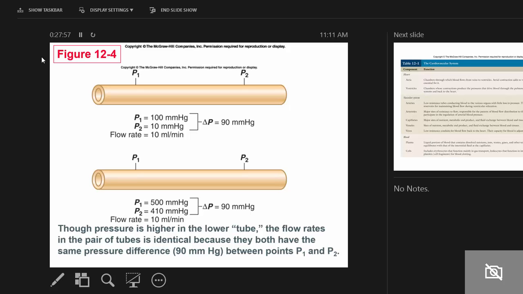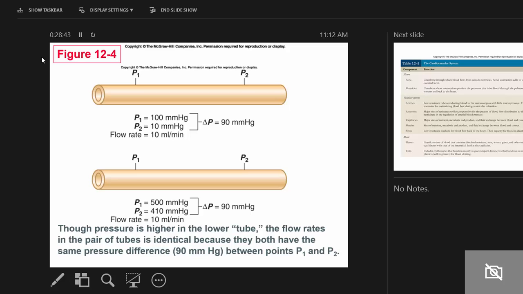Then we go to the second one. The second one has a pressure here of 500 millimeters of mercury. This is physiologically possible, by the way. And these numbers here are mean arterial pressures. This is not systolic or diastolic. These are mean arterial pressures. So we took whatever these two were and fused them, and that's the number we're getting. In this one, you have 500 millimeters of mercury here, and at this point it is 410. What's the pressure gradient? Lo and behold, it's the same.